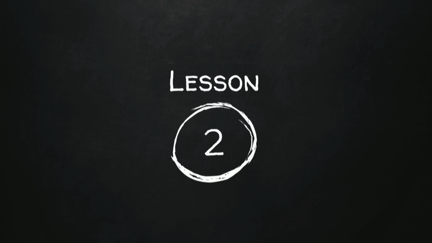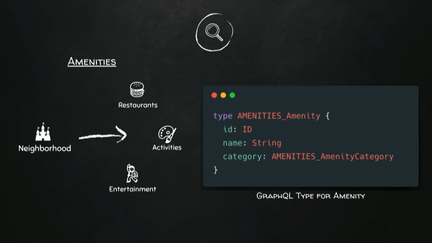So lesson number 2. Well, lesson 1 is a perfect segue into this because you shouldn't be mapping everything from your backend APIs to your GraphQL schemas, especially when it comes to your IDs. Why do I say that? Let me give you an example. So on this screen, you can see that we're requesting for amenities for a neighborhood. And you get different kinds, like restaurants, activities, and entertainment. On the right-hand side, you can see the type of an amenity. It has an ID, a name, and a category.